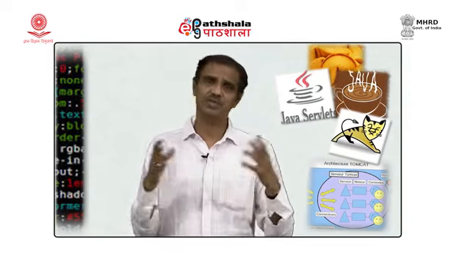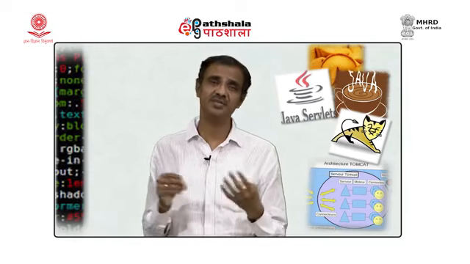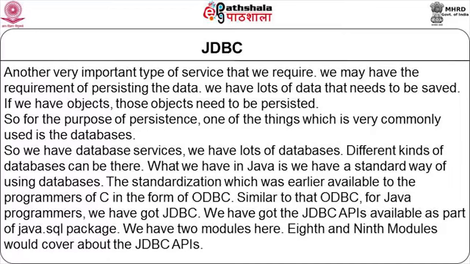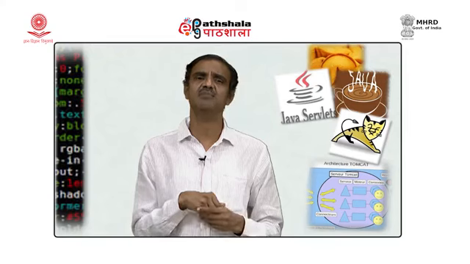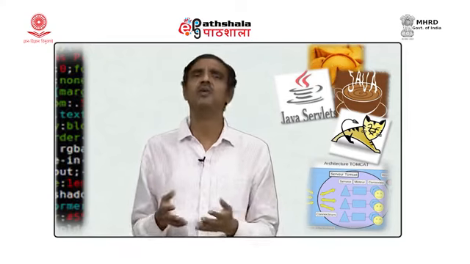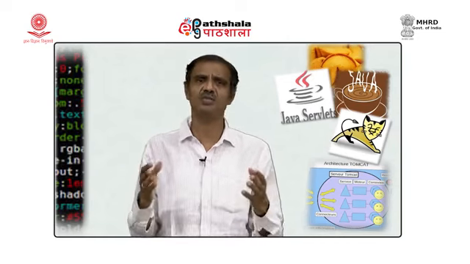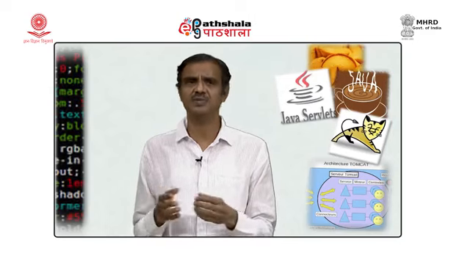And then, one of the very important things, another kind of service which we always need. You may be following object oriented technology or whatever, but you have the requirement of persisting your data. You have lots of data and that needs to be saved, fine. If you have objects, those objects need some persistence. For the purpose of persistence, one of the things very commonly used is databases. So, we have the database services, fine. Different kinds of databases can be there.